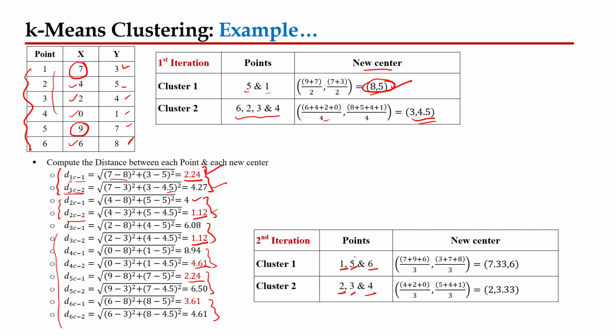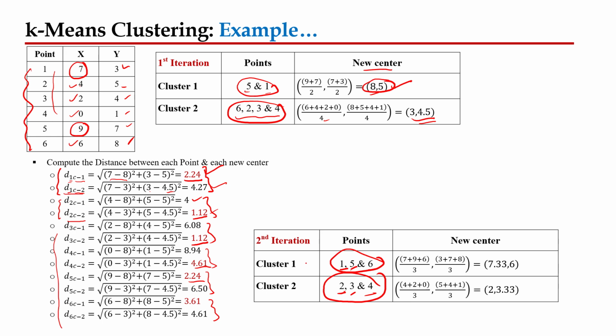Which means now we have changed the values. Earlier, in the first iteration, cluster 1 had 2 values, now cluster 1 has 3 values. Over here cluster 2 had 4 values, now cluster 2 has 3 values. So that means now we need to do another iteration. For that we need to again find the new center points.